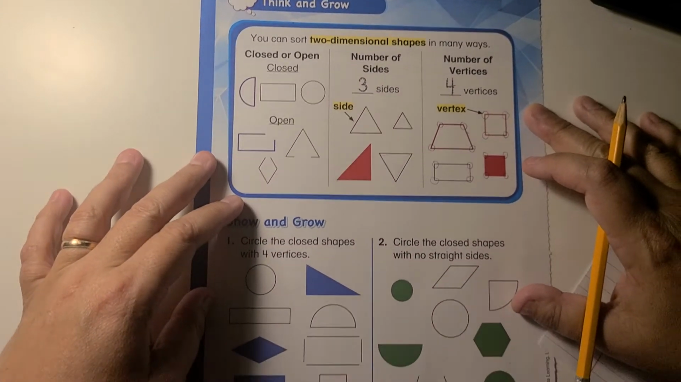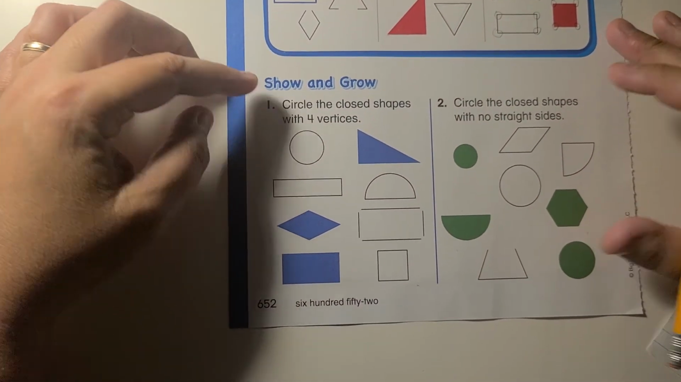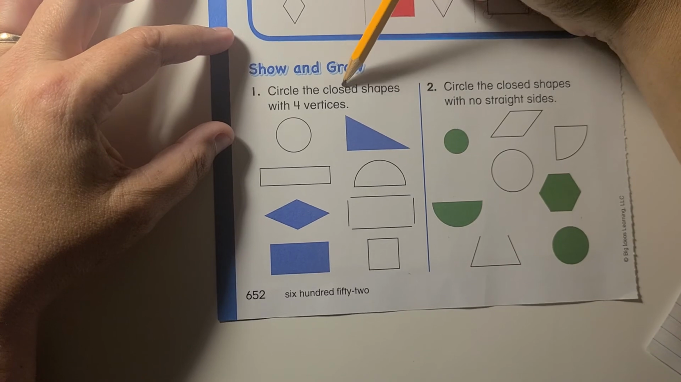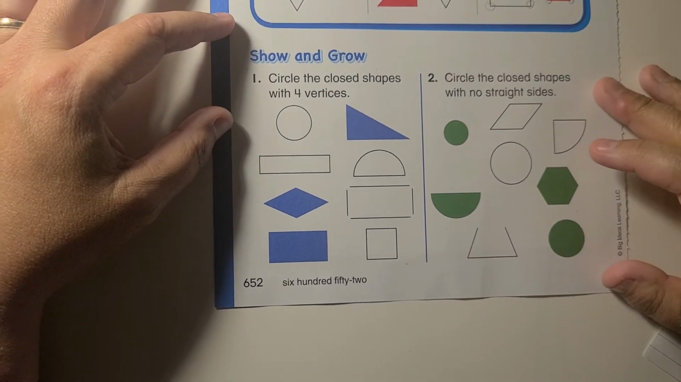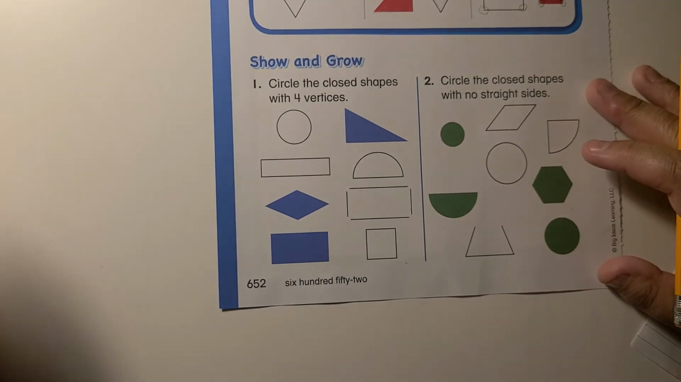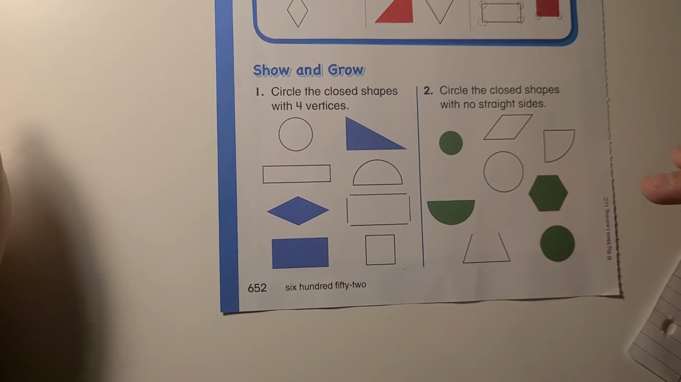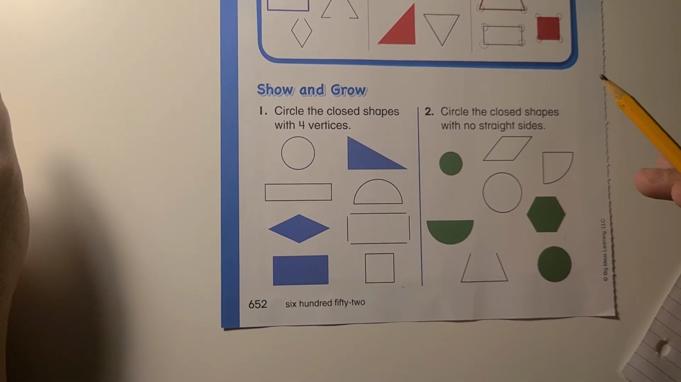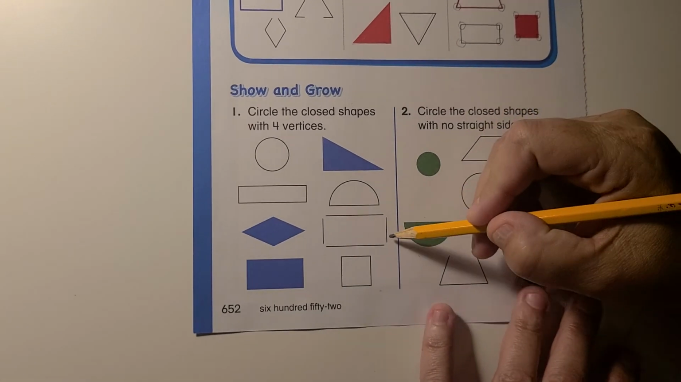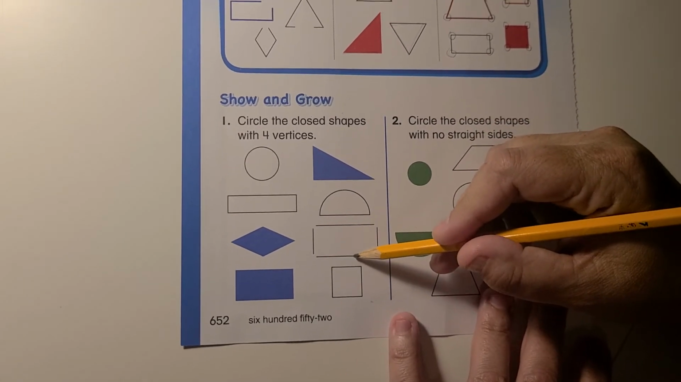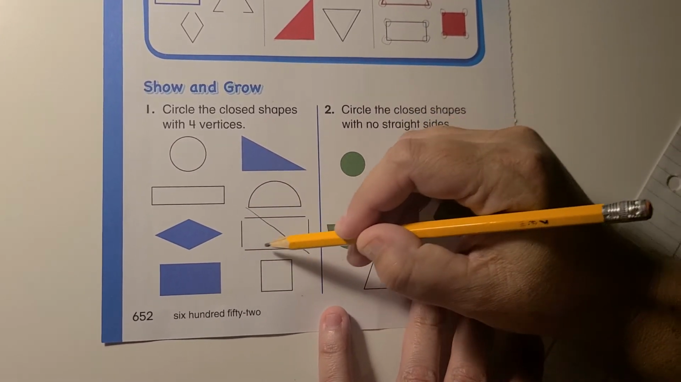All right, now when we come down here to the bottom, it gives us some new directions. Number 1 says, circle the closed shapes with 4 vertices. So we're looking for 2 things. We're looking for shapes that are closed and not open, and they have to have 4 vertices. So let's get rid of some of the ones that are easy to get rid of, like this one here. This is an open shape. See how the edges don't meet? So that can't be one.